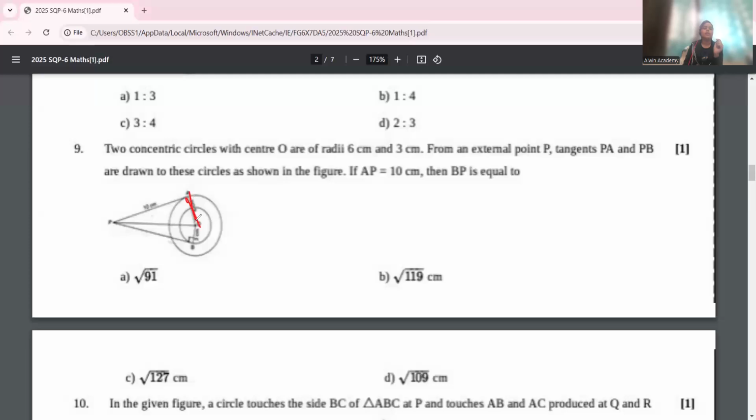So this length is 6 and this length is 3. From an external point P, tangents PA and PB are drawn. If AP is 10, this length is given to us as 10, then BP is equal to, we have to find this length.